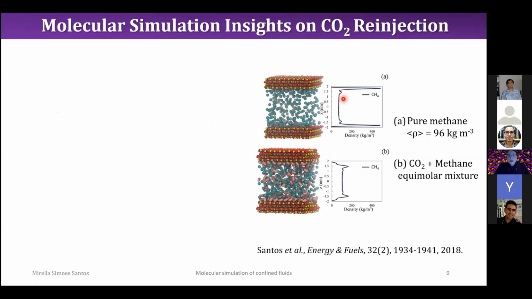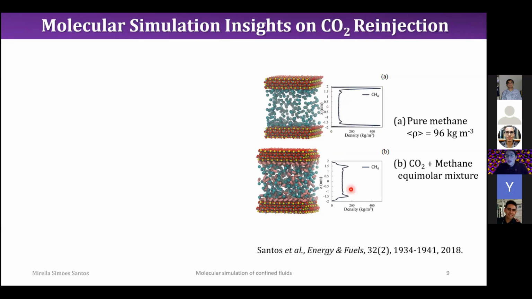What we see after simulating the system is the density distribution as a function of the z direction, which is directly related to this picture here. We see that the density of methane close to the calcite surface is much higher than in the middle of the pore. And this is expected.